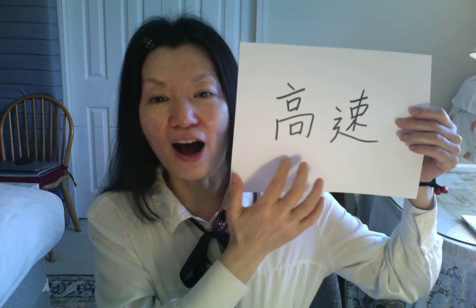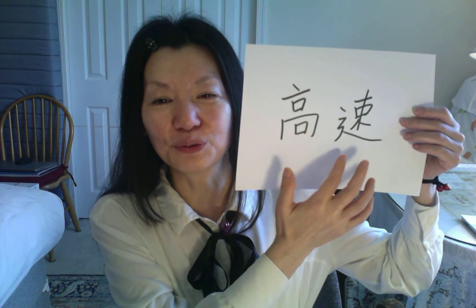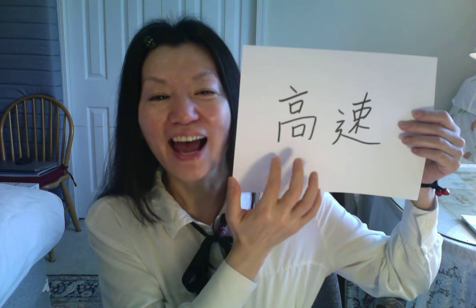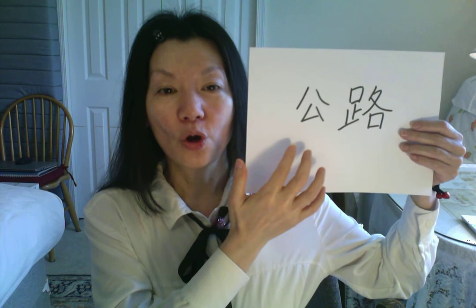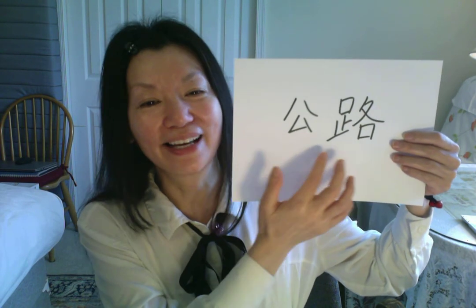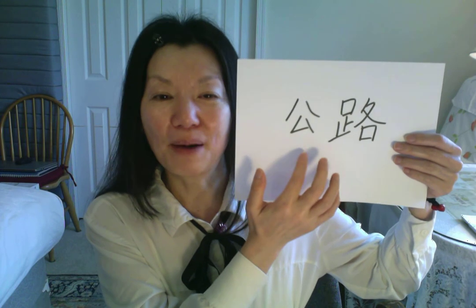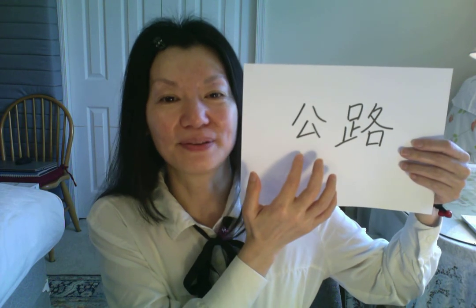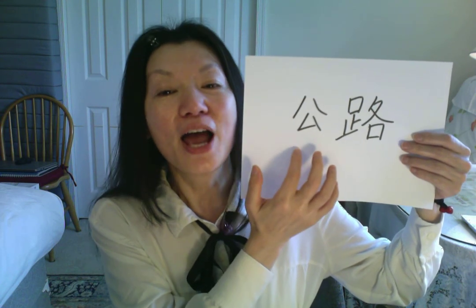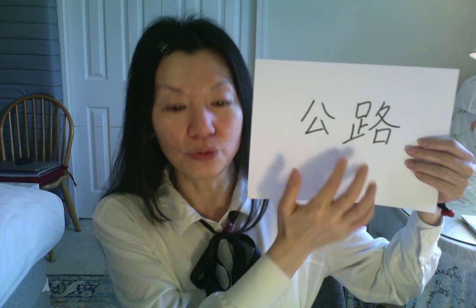If you're on a highway or freeway, usually you use high speed. When we say high speed in Chinese, we say 高速. Okay. 高速. High speed. Let me see that. They say highway or public road. In Chinese, we say 公路, public road. 公路, public road usually is a highway, right? So let's say both. 公路, highway or public road. 公路, your turn. 公路, okay.